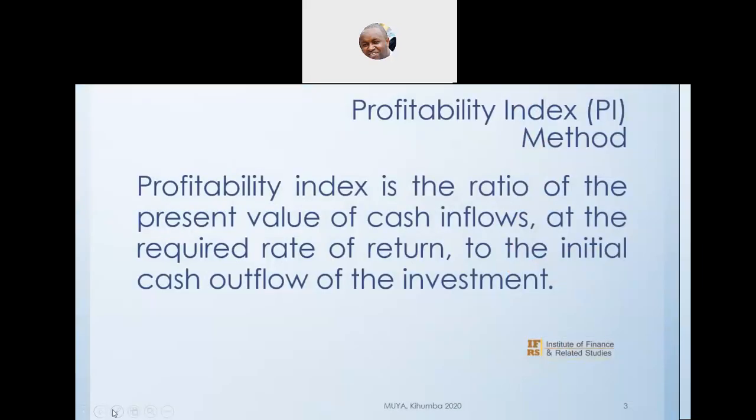What is the Profitability Index? The Profitability Index is the ratio of the present value of cash inflows at the required rate of return to the initial cash outflow of the investment. What this means is that we compute the present values of all our cash flows, and to get the profitability index, we divide the present value of cash inflows over the initial cash investment.